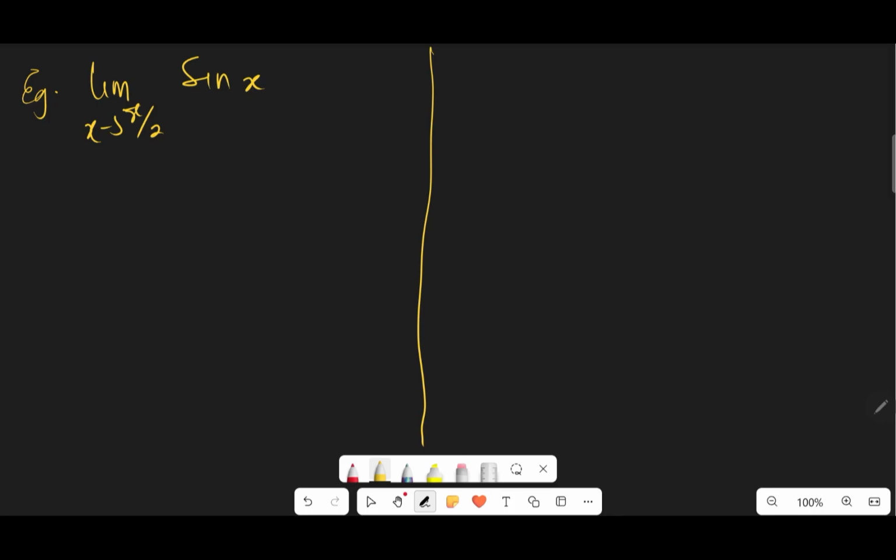You see, it's just sine x, so we can just substitute our pi over 2 there directly. That's what I'm trying to say. Sometimes you can just put it there directly because it's just sine x, then you get your answer. So we are going to get sine pi over 2, and sine pi over 2 gives us 1. So our answer is 1.